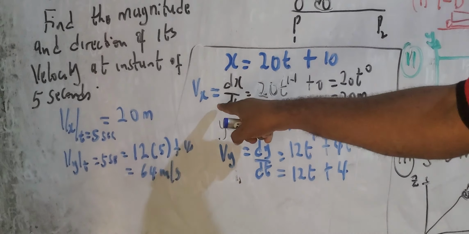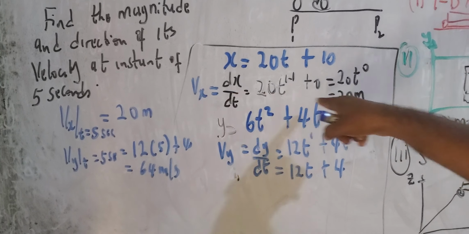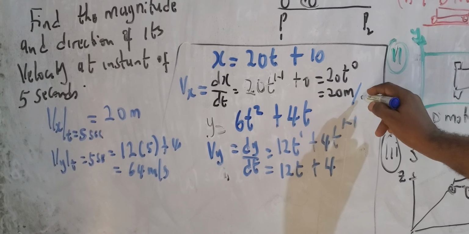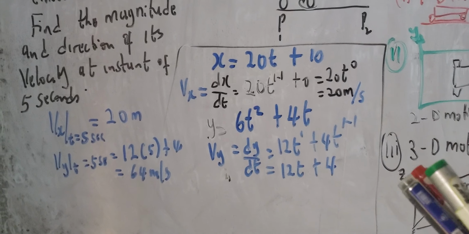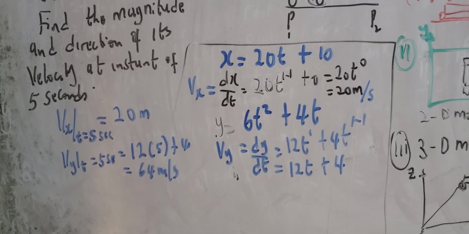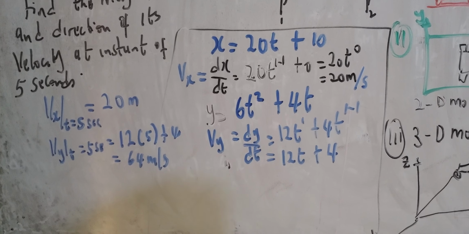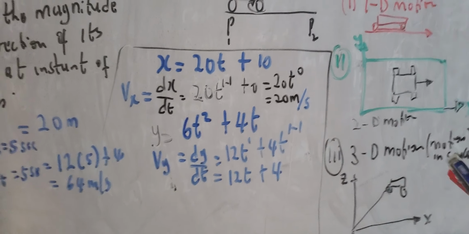So this velocity here is not in meter, please. Velocity is measured in meter per second. So this one is actually 20 meter per second. Now, this one brings us down to the final solution.